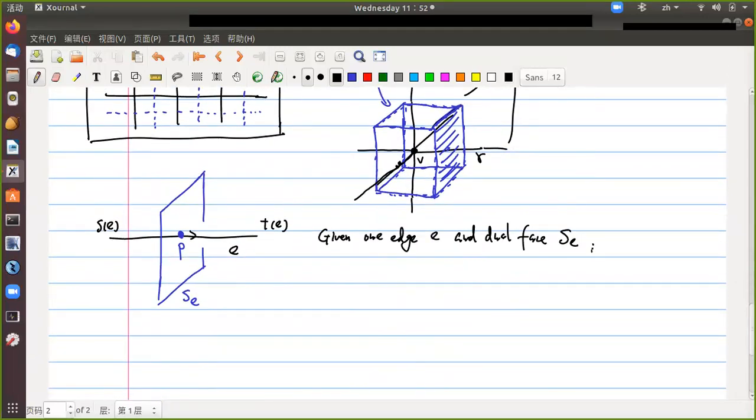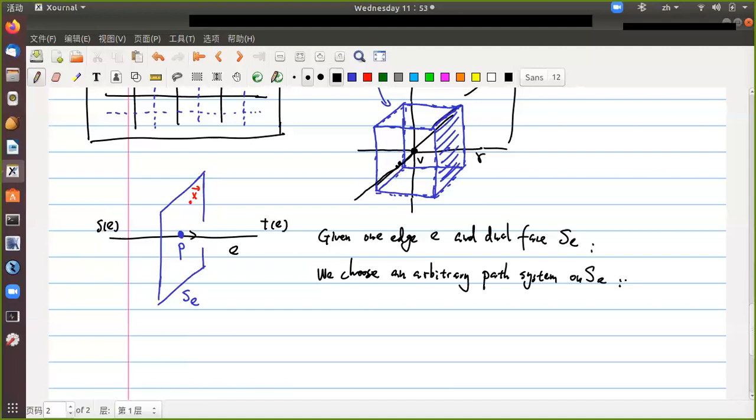So here it is. Given the setup, for any X belonging to S of E, which means any point X. Okay, so here what we are going to do is choose an arbitrary path system on S of E.